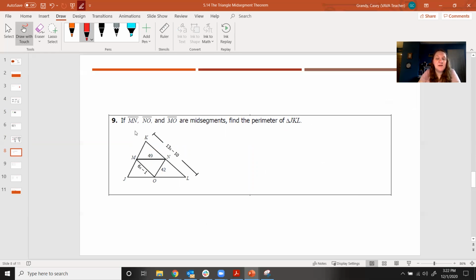Okay. In number 9, it says that MN, NO, and MO are midsegments. So as soon as it says that, I can confidently know that I've got some congruent pieces going on. Find the perimeter. Perimeter is the length around the outside. So we're going to find the length of all these outside pieces and add them together for the perimeter. Okay, let's start with the numbers that I see.